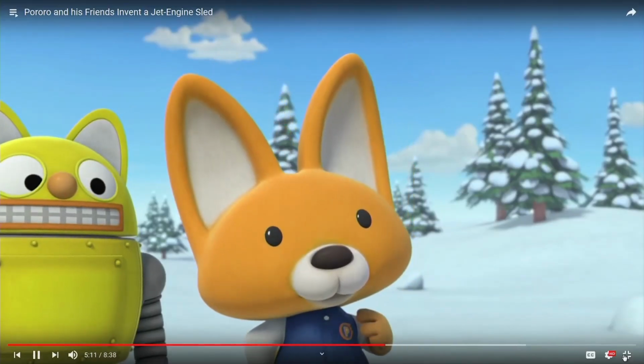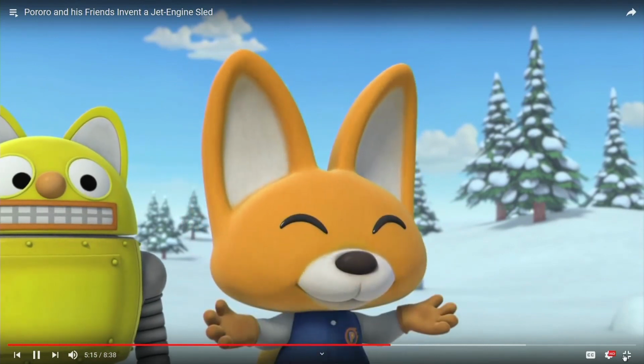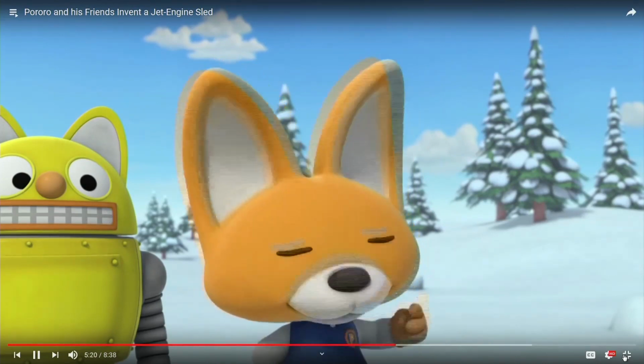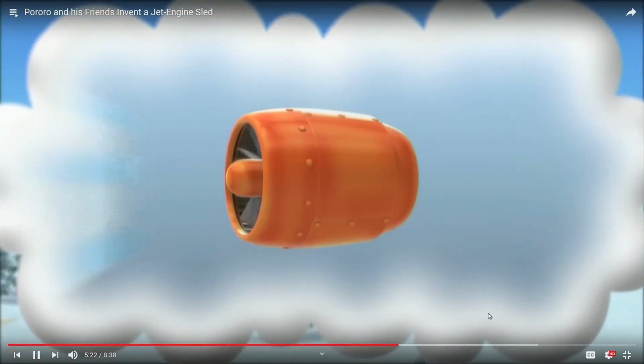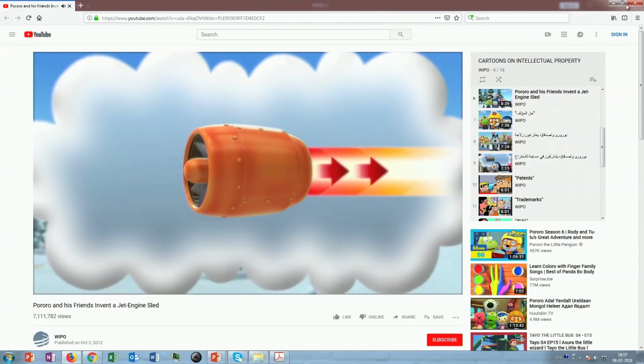Fans and compressed air. What you guys are talking about is the very principle behind a jet engine. This is how it works. The air sucked in by the fan is compressed, or squeezed together, and then blasted out the back.